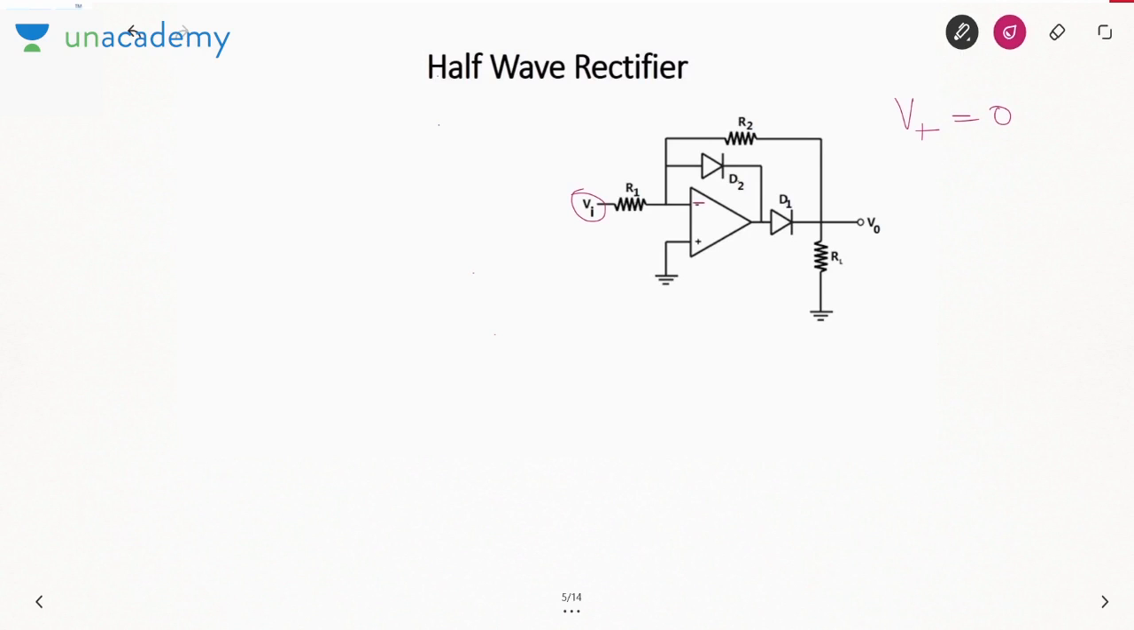Now this circuit at first seems very complicated. Let me simplify it for you. I will go by the basic method. I will apply the open circuit test. In that case, I will open circuit both the diodes.